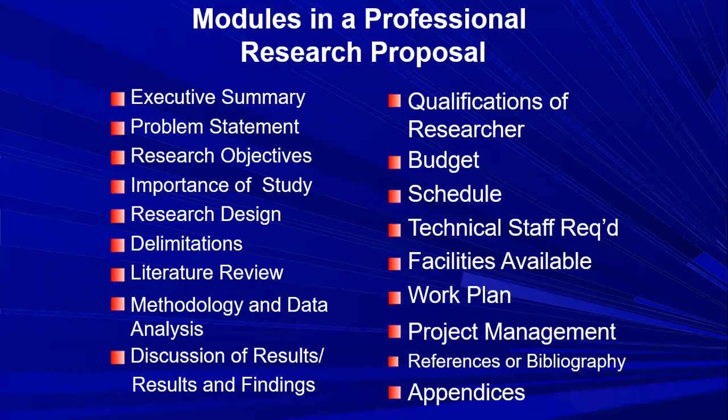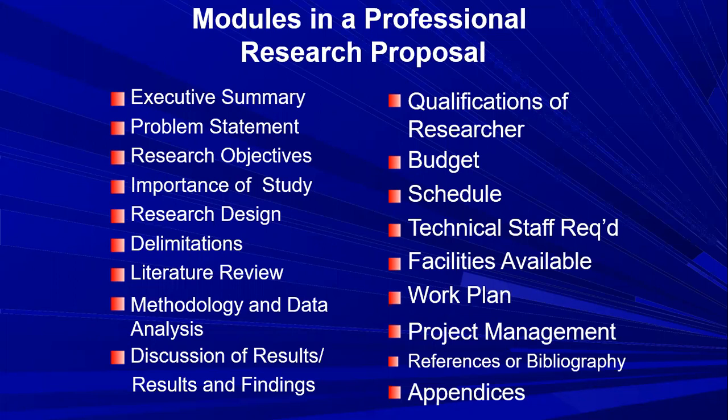Then comes the problem statement, which you have selected after evaluating. Then comes the research objective, why you are going to do this research. Then the importance of the study: after doing the study, what you will get to know and how it is going to help. Research design, how you are going through it. Survey methods, primary data, how you are going to collect quality data, sample size, analysis. Delimitations. Then comes the literature review that has already been discussed. Methodology and data analysis: what methods you are going to use and how you are going to analyze the data.